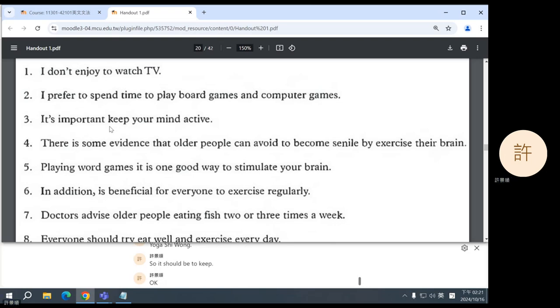Okay? Okay, good. Number four, there is some evidence that older people can avoid to become senile by exercise their brain. 杜里欧珍? 也不见得。将近。Yes, number four.